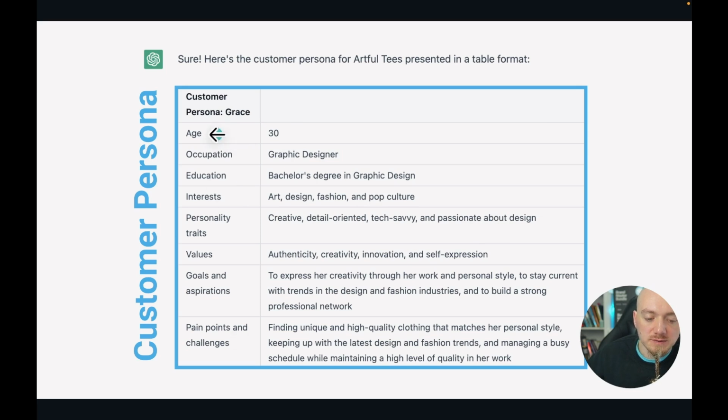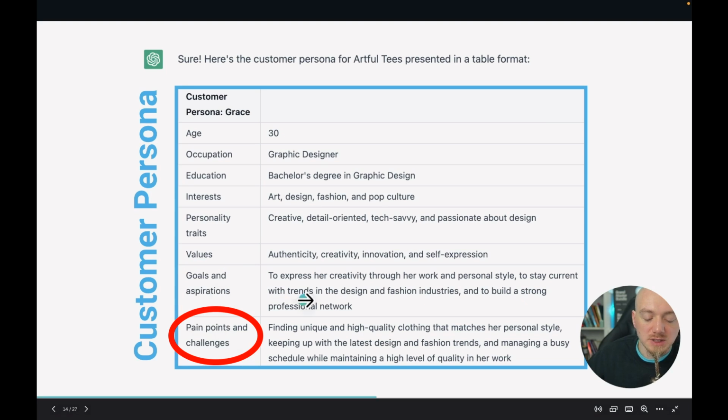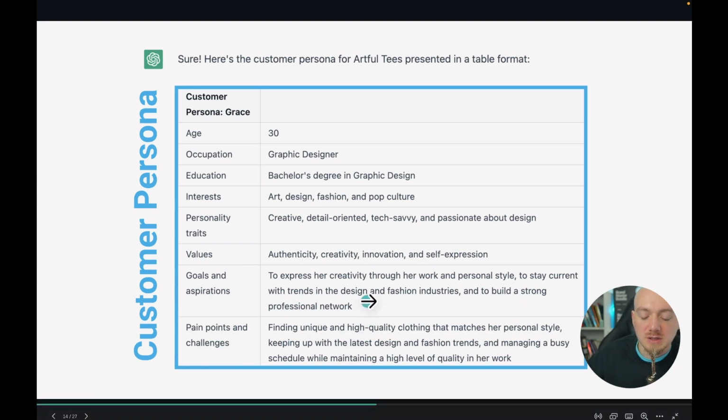So as you can see, we have a lot of information, not just simple demographics, but also psychographics, their personality traits, their values, goals and aspirations, and pain points and challenges, which is really, really helpful in developing a marketing strategy, writing copy, and so on.